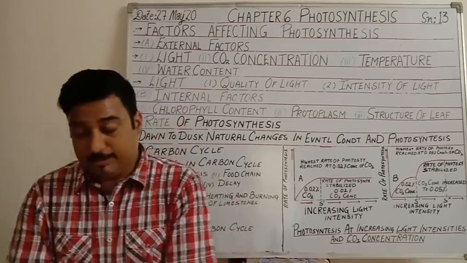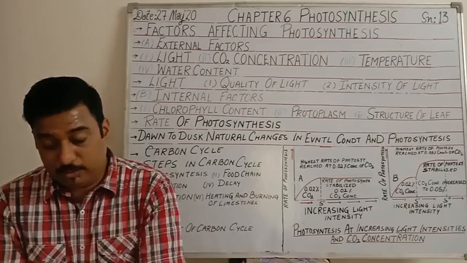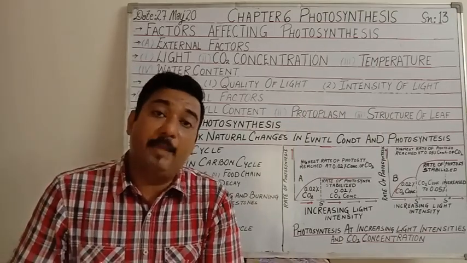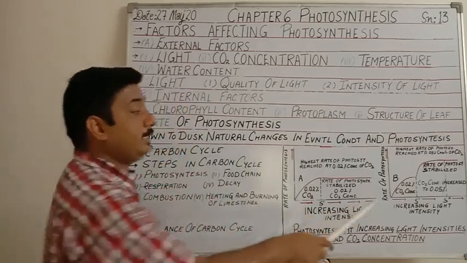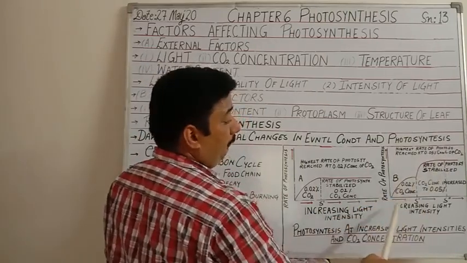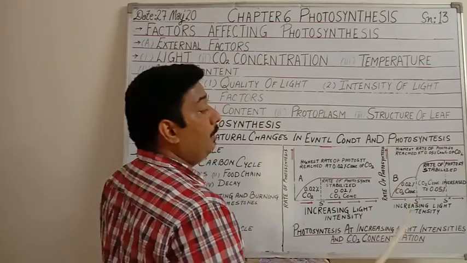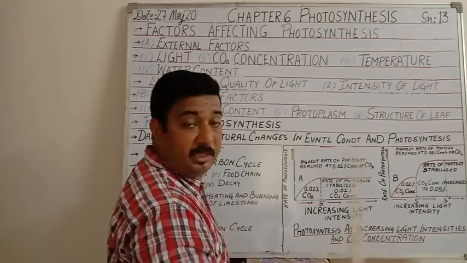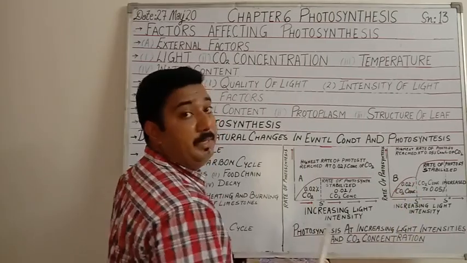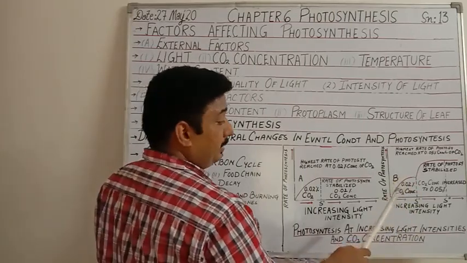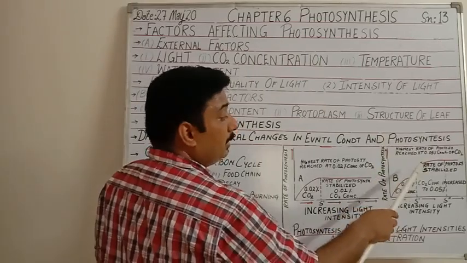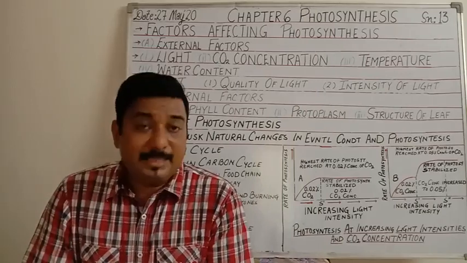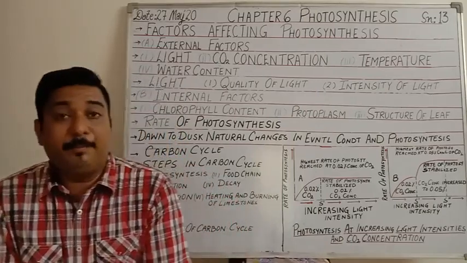But beyond this concentration, the rate of photosynthesis will decrease. As we all know, excess of anything is bad. If you think that if we keep on increasing the carbon dioxide concentration, the rate of photosynthesis will also increase, it is not so, because after a point, increasing carbon dioxide concentration will become a limiting factor, and instead of increasing, the rate of photosynthesis will become stabilized. The next external factor is temperature.